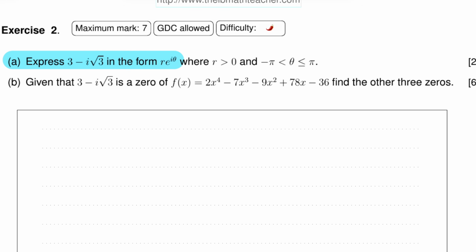All right, so let's move to exercise 2, one that involves complex numbers. We have to express in question A 3 minus i root 3 in the form r e to the i theta.